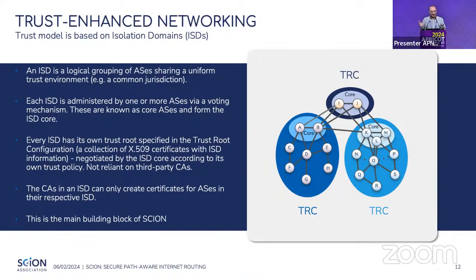And what they do is create their own trust root called the trust root configuration, which is essentially a collection of X.509 certificates with added ISD information. And this is negotiated by the core ASs in each isolation domain, and they're able to issue certificates for each AS in that domain. So it's not reliant on third-party trust. And this is really what's used to provide the building blocks for SCION.